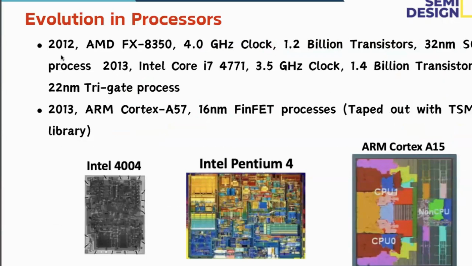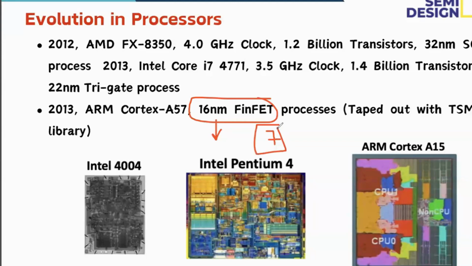So these are the 2012 AMD processor, and the 2013 processor with FinFET technology. Up to 2012, we used the GAFET technology. From 2013, we used the FinFET technology for 16 nanometer. Currently we are not using 16 nanometer FinFET, because FinFET technology is used from below 10 down to 7 nanometer only.